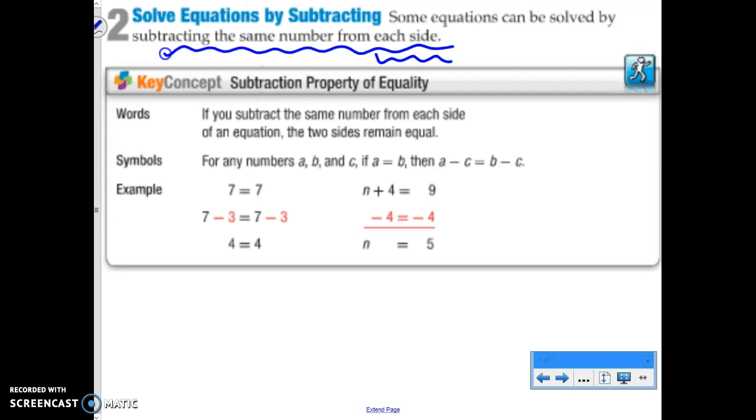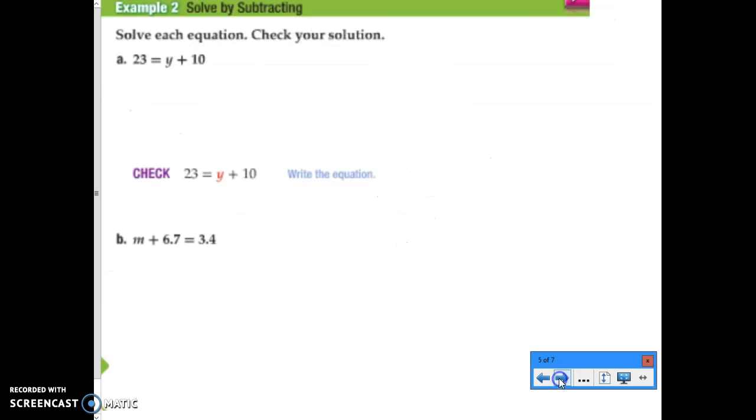All right, so in the key concept in words here, it says if you subtract the same number from each side of an equation, the two sides have to still remain equal. So for any numbers A, B, and C, if A equals B, then A minus C has to equal B minus C because we know that these two numbers are equal. They give you some examples here, and we'll just move on to the next slide after you get those written down.